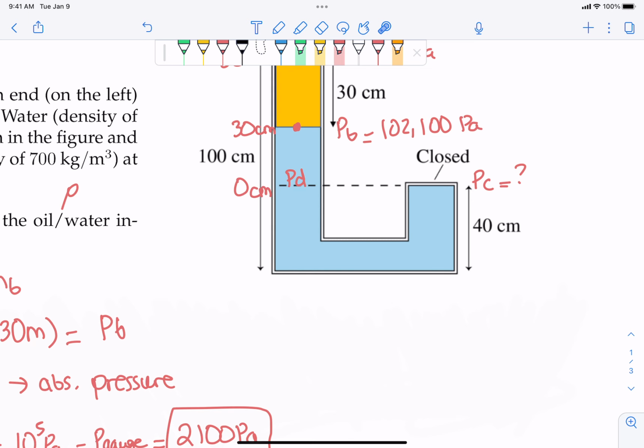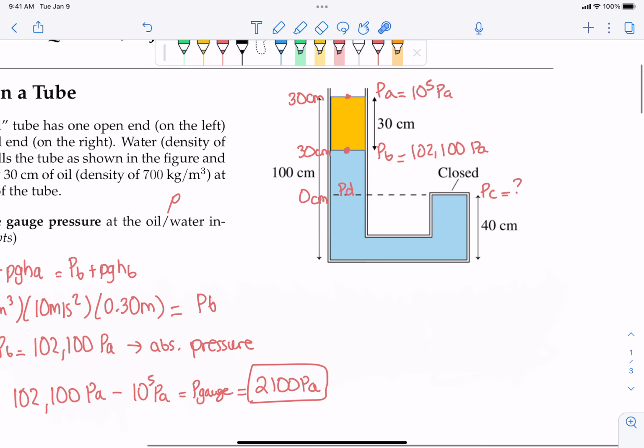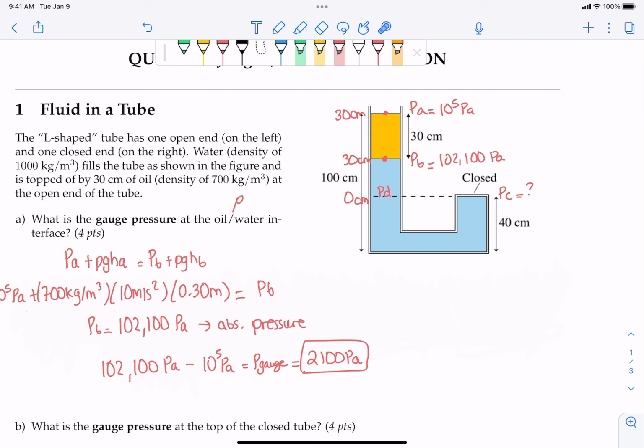So if they're the same height, just drawing a line horizontally across, they should all have the same pressure. So here, here, here would have the same pressure. That means the pressure here is equal to the pressure there. All right, well, then we can set these two other points. We can say PC, P closed, is equal to PD.